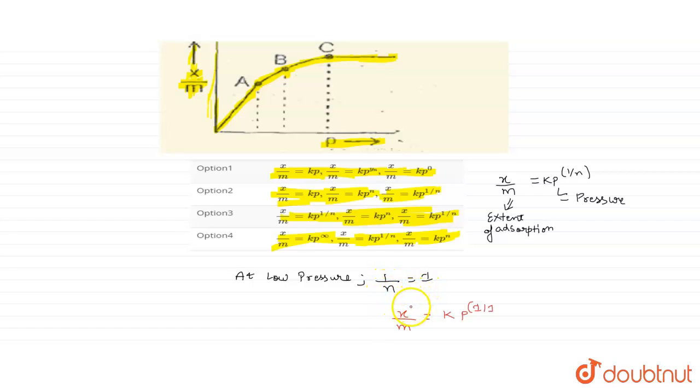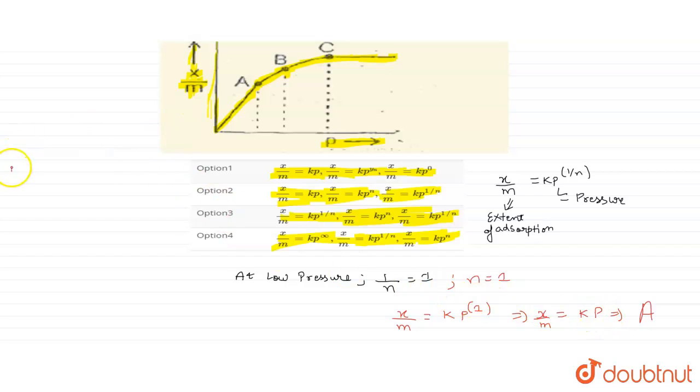Okay guys. It will be kp to the power 1, because we know at low pressure 1 by n equals 1, or we can say n equals 1. So you can easily find it. So extent of adsorption will be equal to kp to the power 1, or we can say x by m equals kp. So this is the Freundlich equation at low pressure. That means this is the Freundlich equation for point A.